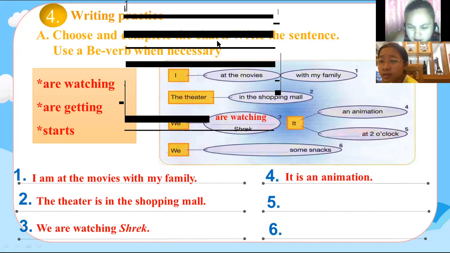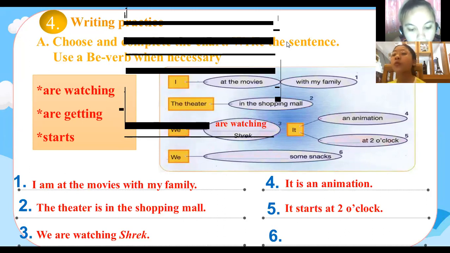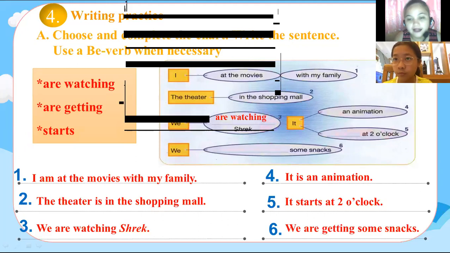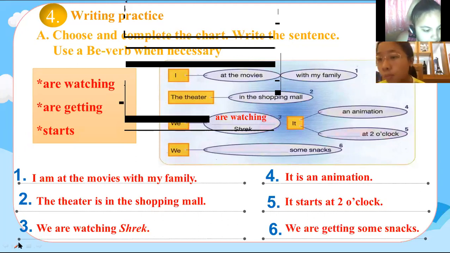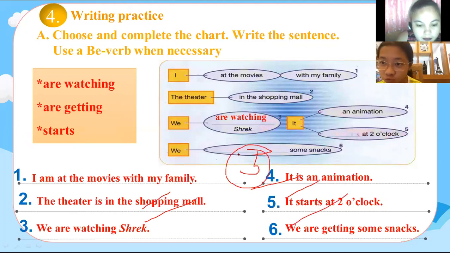It is at 2 o'clock. What? Number four? No. You choose from the box. It starts at 2 o'clock, correct? Number six? We are getting some snacks. Let's see. We are getting some snacks. Okay, very good. Okay, so you've got the perfect score of 5. All right.